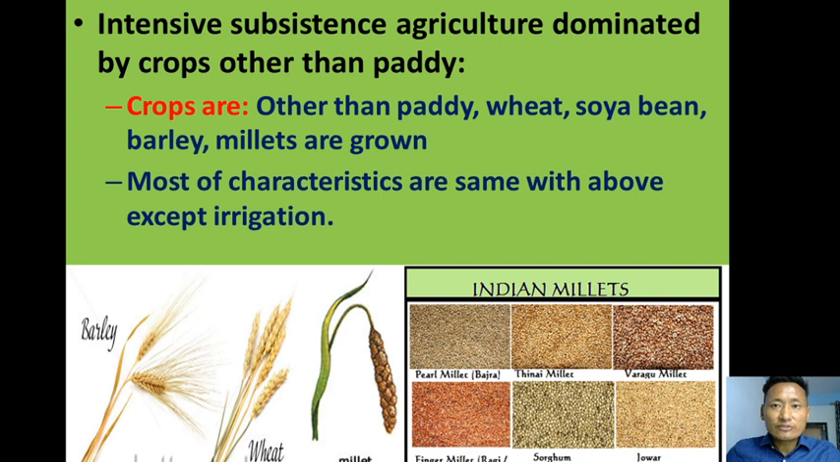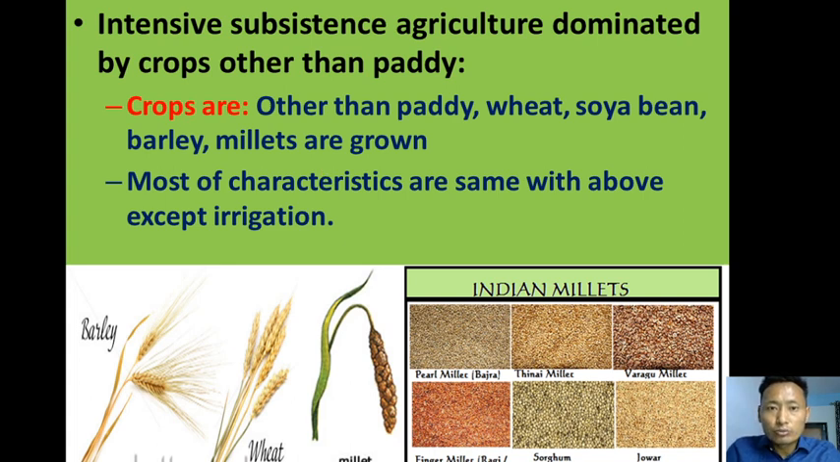Next topic is intensive subsistence agriculture. We have two types. One is dominated by wet paddy, and the other is other than wet paddy. Other than wet paddy usually means wheat cultivation. Other than paddy, they are cultivating wheat, soybean, barley, and millets. They are mostly cultivating crops other than rice.